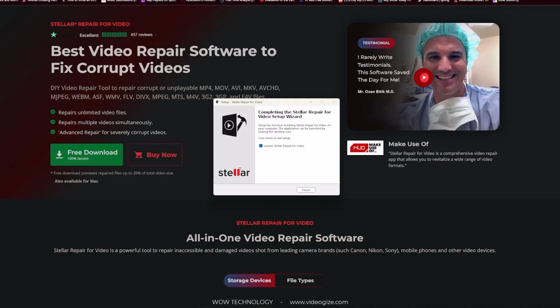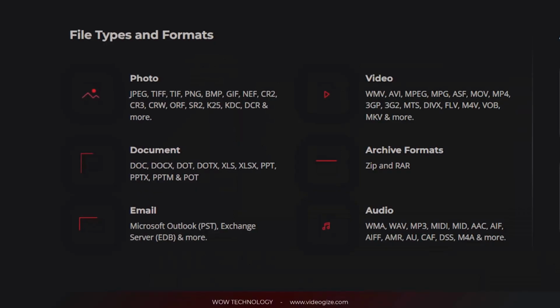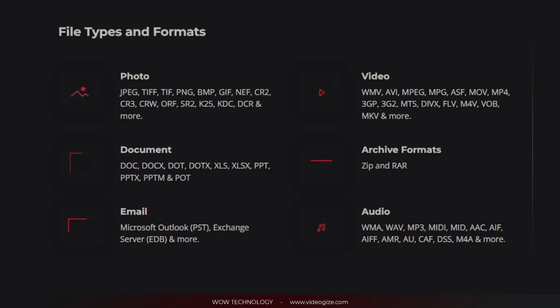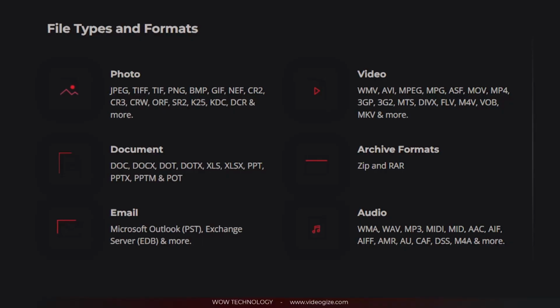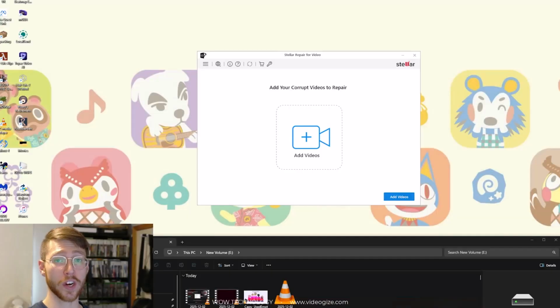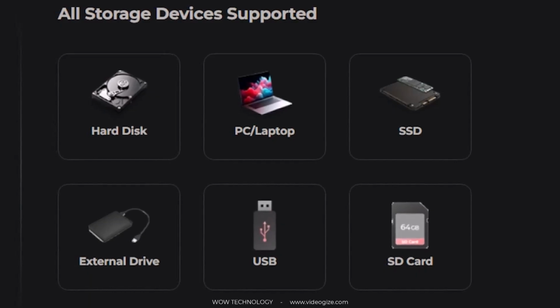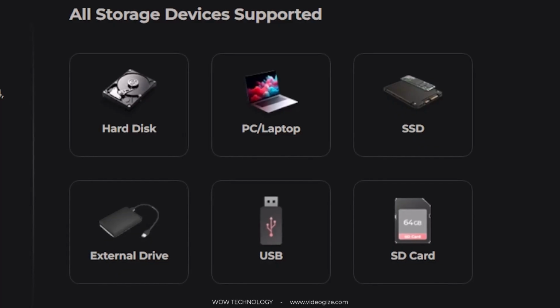So once you've installed and opened the app, just click Add Video, and it will let you install whatever video file you'd like. And it also supports a wide range of different file formats, from MP4, MOV, AVI, and much more. So no matter the device you recorded on, from DSLR to smartphone, this has you covered. Even if the drive is encrypted or corrupted.